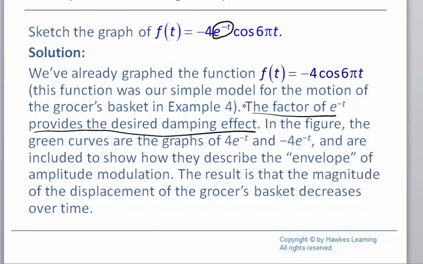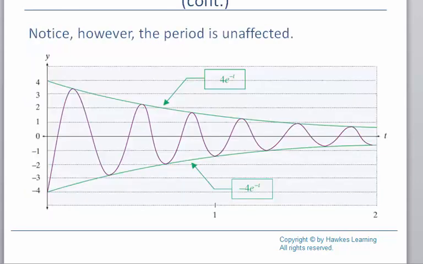And so if we graph that, we can see that coming into play. Here's our original graph stretching up to 4 and to -4. And you can see as the time gets longer, the oscillations get smaller and the amplitude decreases. And that is the effect of the e to the negative t in that function.